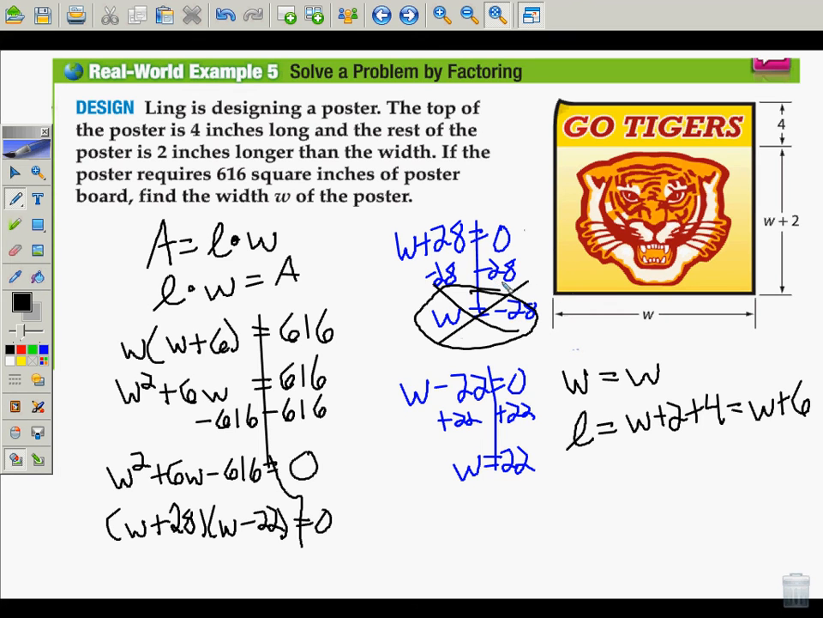So even though we got two answers numerically, there's only one answer that actually makes sense in our word problem, because it doesn't make sense to have a negative width. So when we solve this, we found W can only equal 22, which means the width of the poster would be 22 inches.